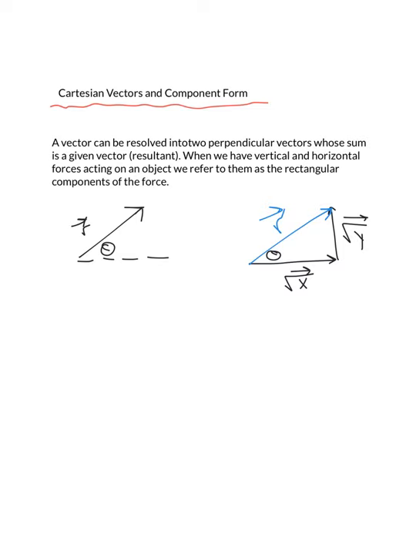If you look at these two diagrams here, in the first diagram I have my resultant vector, or vector r, and I can see the angle that it makes with the horizontal. If you look at the second diagram, it is broken up into its components. So a vector can be resolved into two perpendicular vectors whose sum is a given vector, or the resultant. When we have vertical and horizontal forces acting on an object, we refer to them as the rectangular components of the force.